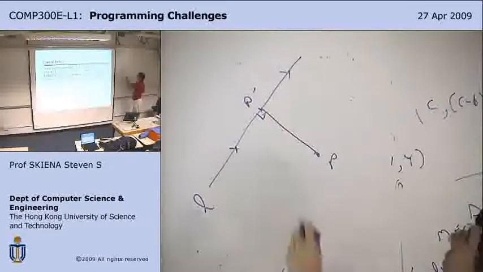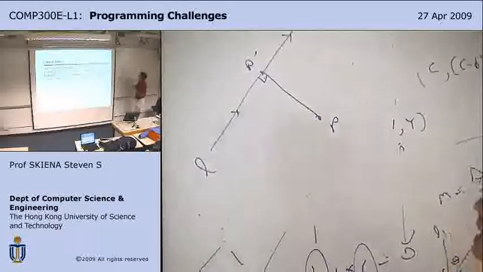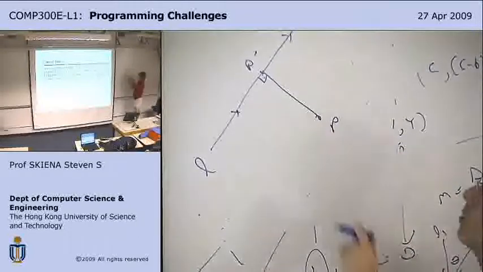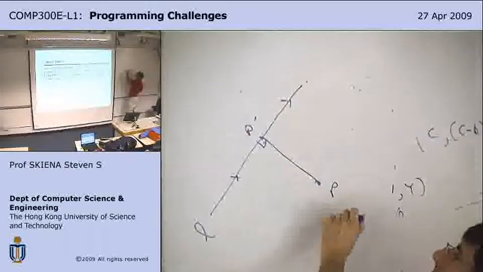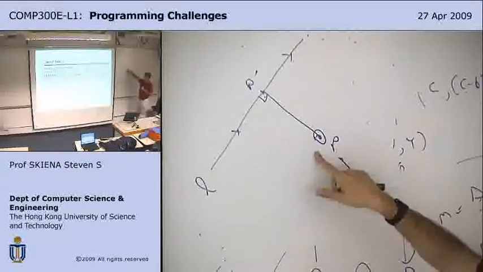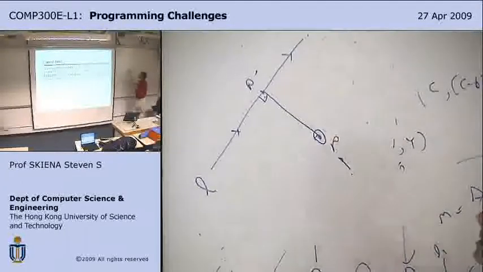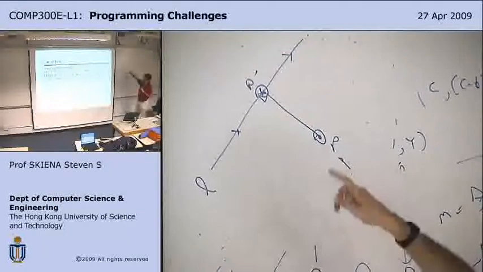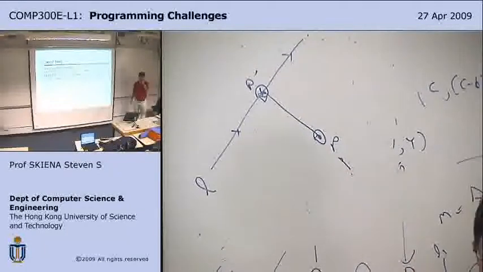Because given the slope of this line, we can now compute what the perpendicular to it is. We know the slope of this line. We now have a point and a slope. That is enough representation of this line. The point we want is the point of intersection between the perpendicular and the other one. Does that make sense?